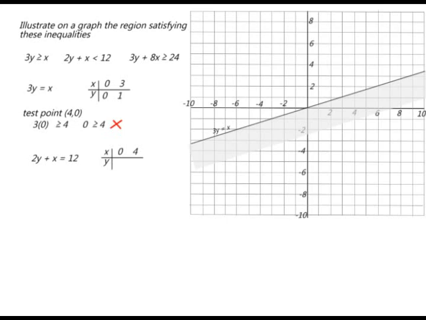When x is 0, y will be 6. When x is 4, y will be 4 as well. That is the line.